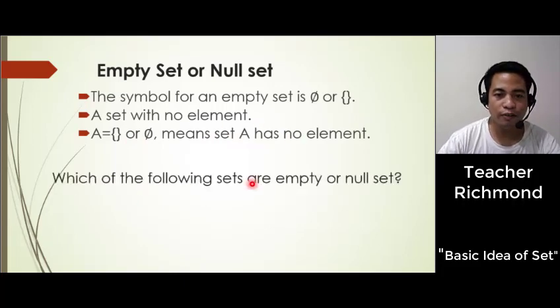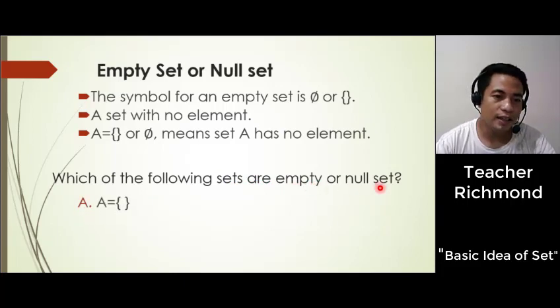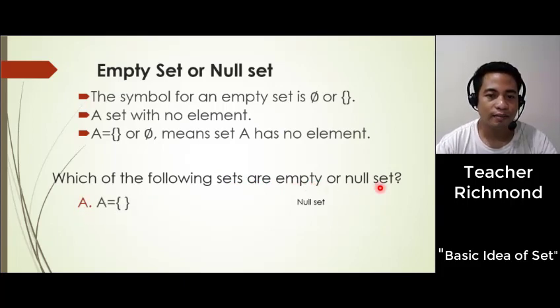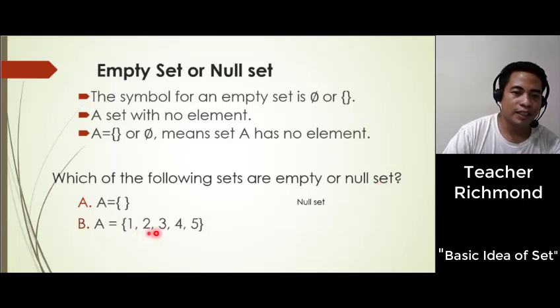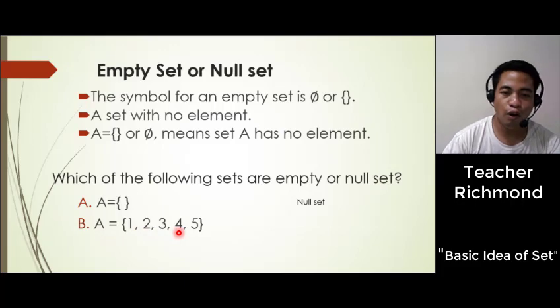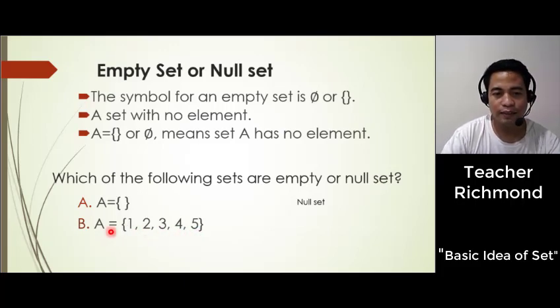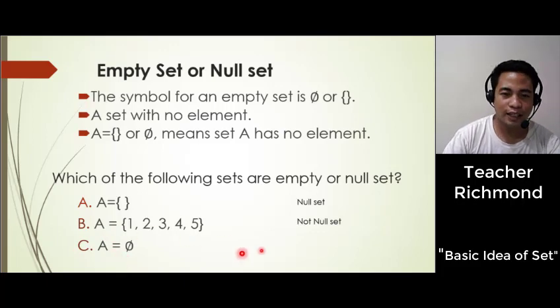So which of the following sets are empty sets or null sets? Set A, is it an empty set or null set? Yes, it is a null set. What about this one? Is it a null set? No, it's not. Why? Because there are elements under set A. Next, the next one, is it a null set? Yes, it is a null set.